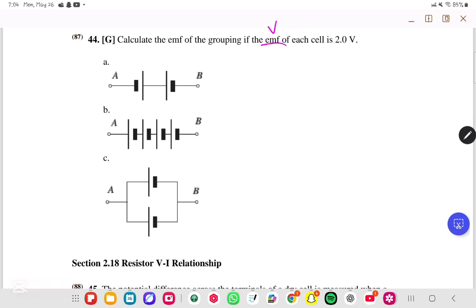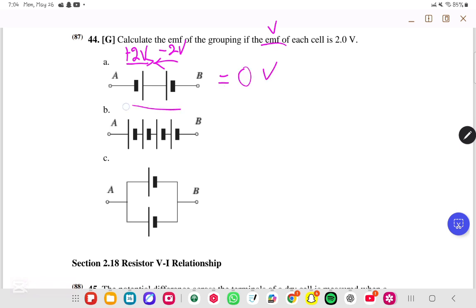If they are in series, then they are additive. If they are in parallel, then they are what? Then they are basically going to be the same thing. So over here, let's say that this direction is the positive direction. That means this is plus 2 volts. However, this is going in the opposite direction, so it's minus 2 volts, which will lead us to 0 volts.